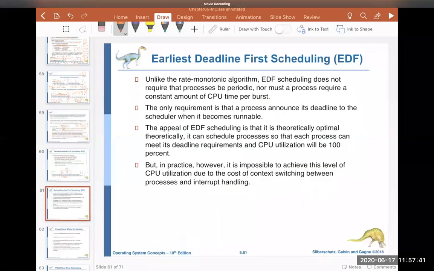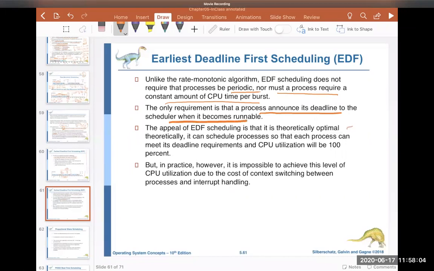Okay, so unlike the rate monotonic or RM algorithm, EDF scheduling does not require that the processes be periodic, or that they require a constant CPU burst. So there's no assumption for it. The only requirement is that the process announces its deadline to the scheduler when it becomes runnable.